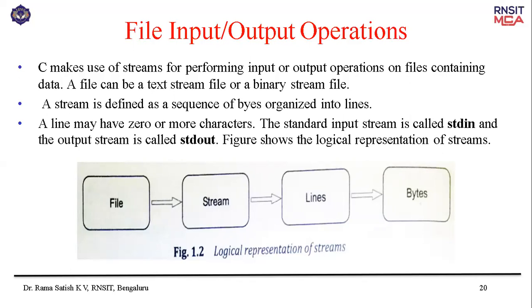In order to work with streams, we have two standard streams. One is standard in, stdin, an input stream, and stdout, an output stream. Stdin, the input stream, means we read the contents from the file, inputting to the program. So that is reading the contents. Out means writing into the file. The figure you are seeing represents the logical flow of streams: file to stream, stream to lines, and lines to bytes.